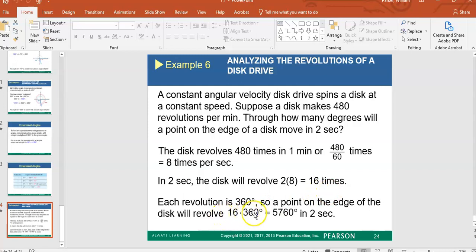Each revolution is 360 degrees, so a point on the edge of the disk will revolve 16 times 360 degrees, or in other words, 5,760 degrees in 2 seconds. If that makes sense. Because we're going 480 per minute, we're going 8 times per second, or 8 revolutions per second. And so in 2 seconds, we'll be traveling 16 revolutions. Put that in degrees, we multiply it times 360, which gives us 5,760 degrees in 2 seconds.